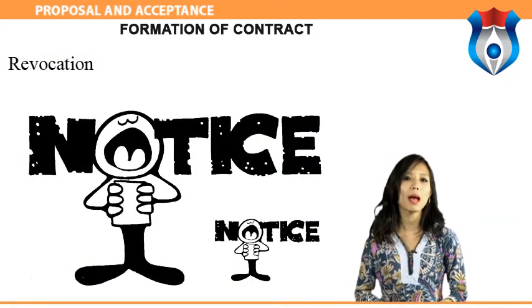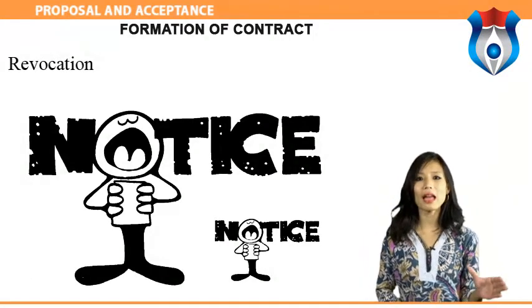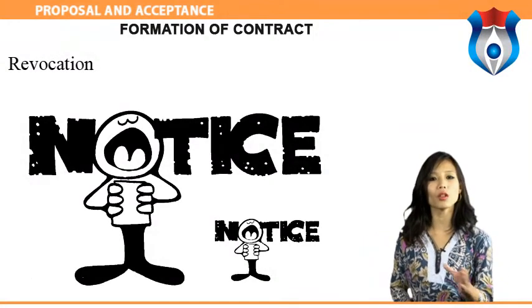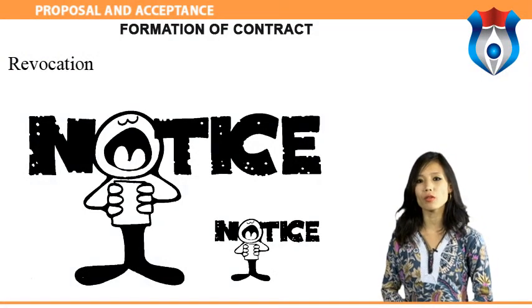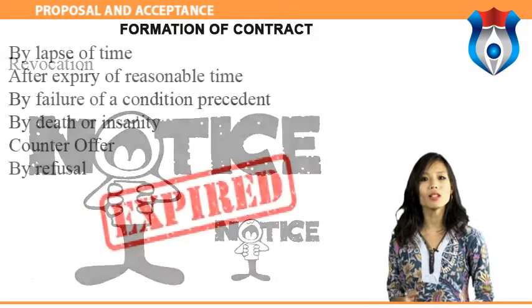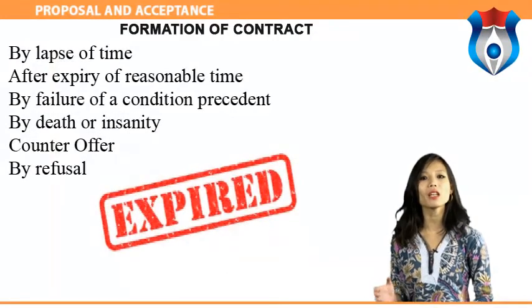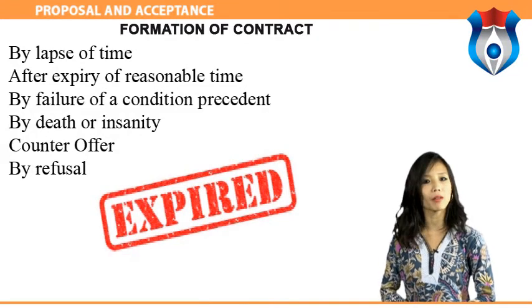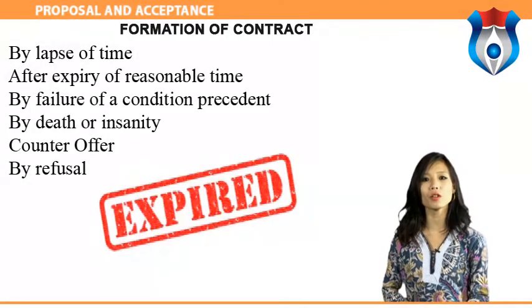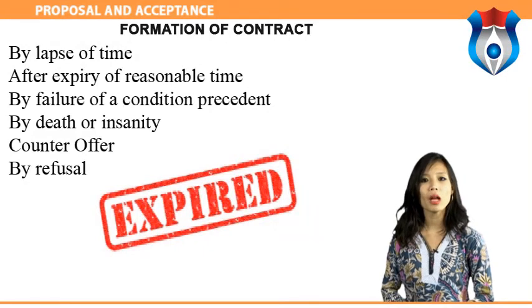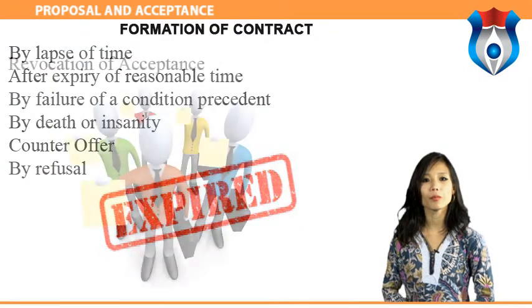When does an offer lapse? An offer comes to an end and is no longer open to acceptance under the following circumstances. Section 6. By notice, if the offerer gives notice of revocation to the other party. Once an offer is accepted, there is a binding contract. By lapse of time, after expiry of a reasonable time. By failure of a condition precedent, an offer lapses by the failure of the acceptor to fulfill a condition precedent to acceptance where such a condition has been prescribed. By death or insanity, counter-offer, by refusal.